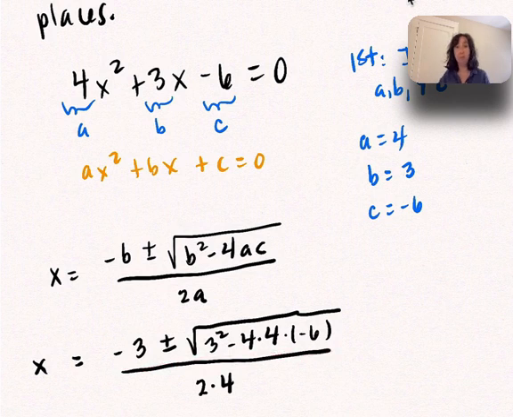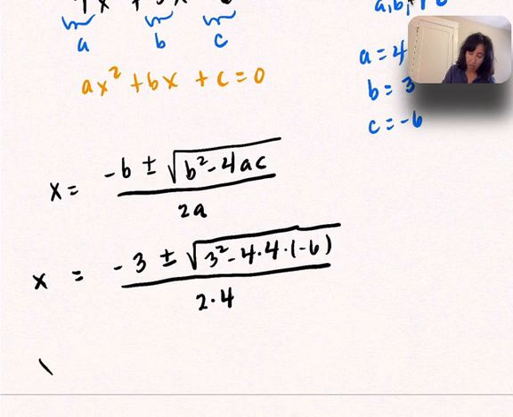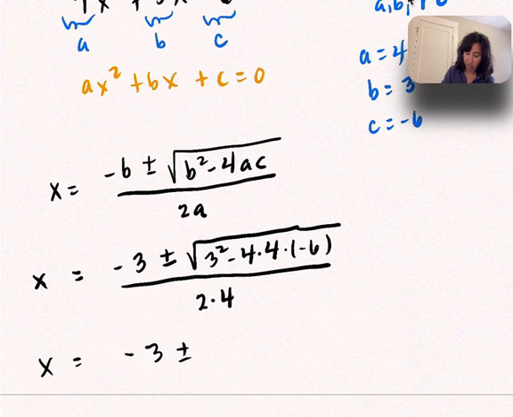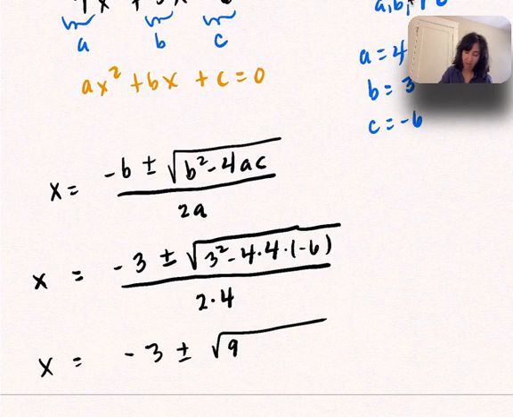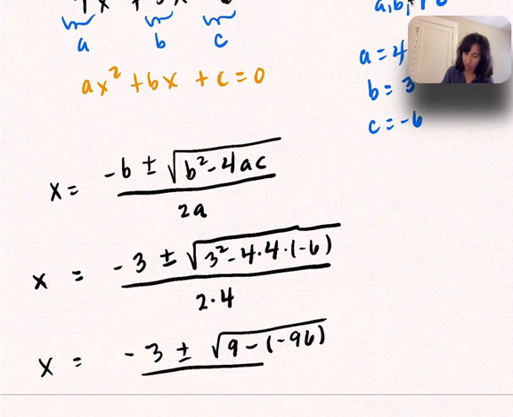Okay, from here we need to simplify. I always start by simplifying inside the radical. So I'm going to write plus or minus, and simplify everything in the radical. So I'm going to do 3 times 3. That's 3 squared, so I get 9. And then 4 times 4 times negative 6 gives us minus 96. You can use a calculator for that if you want. And then 2 times 4 in the denominator is just 8.